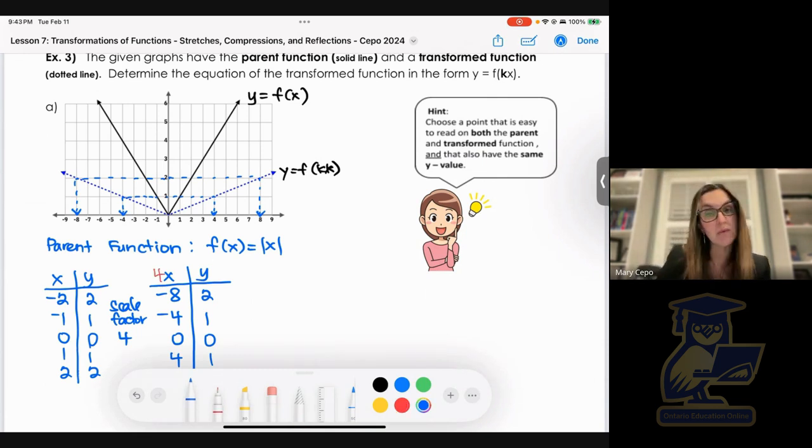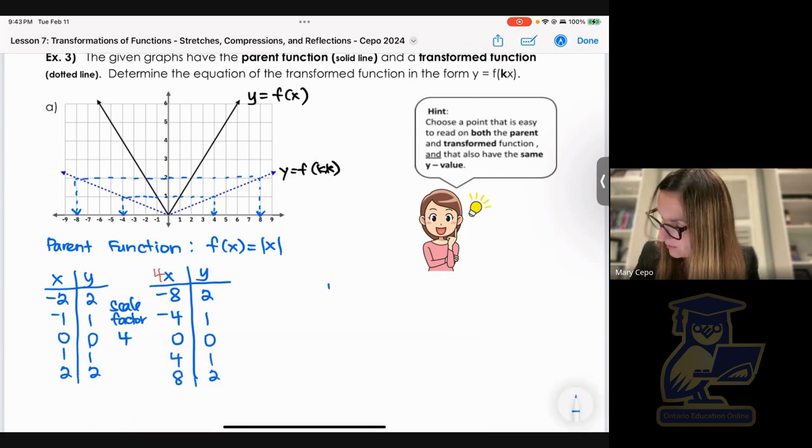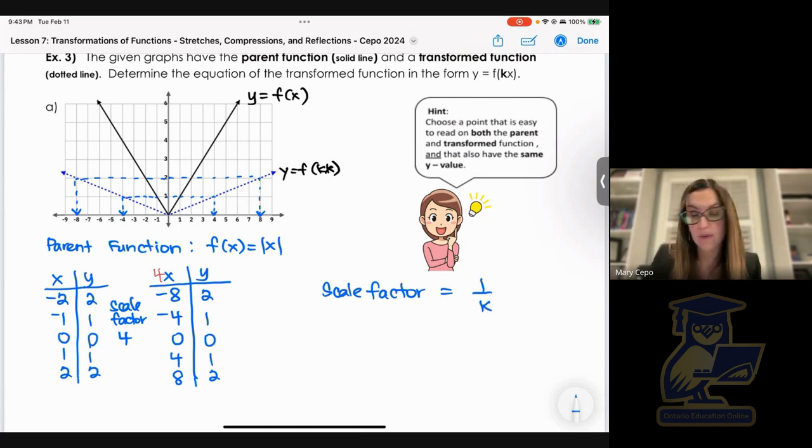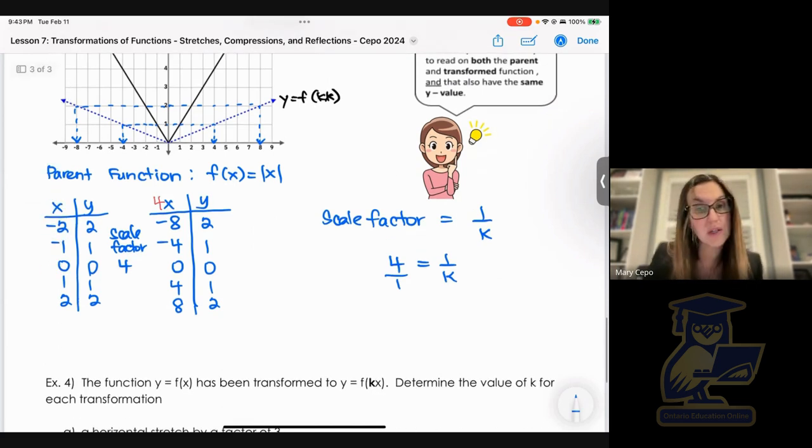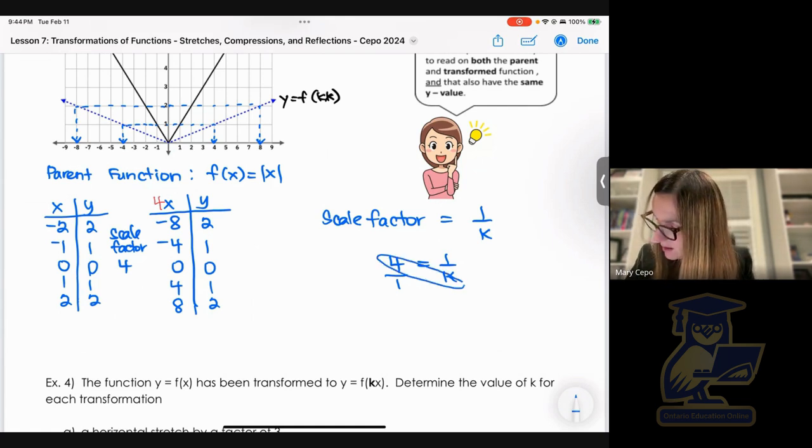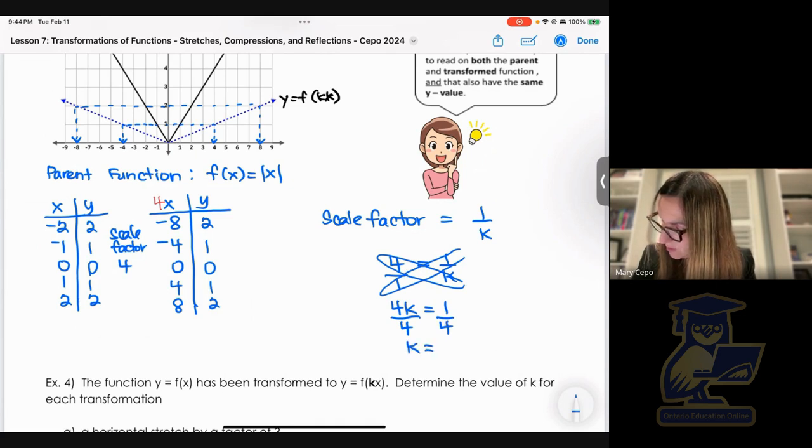So keep in mind, when we're coming up with the equation, that just gives us the scale factor. We learned that the scale factor is always 1 over k. So if the scale factor is 4, we're multiplying each of our x values by 4. We can replace the scale factor by 4 and then cross multiply to figure out what that k value is, because that's what we need in order to come up with the equation of the transformed function. So we're going to take 4 times k, 1 times 1. So we have 4k is equal to 1. We need to isolate for k. That means k is equal to 1 over 4.